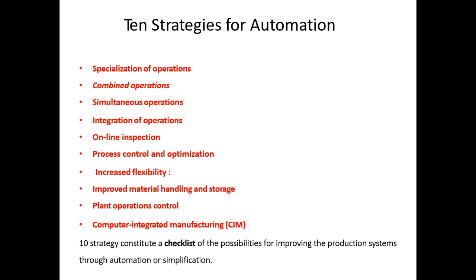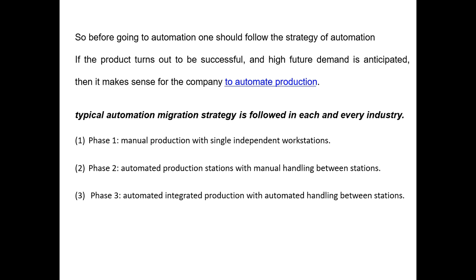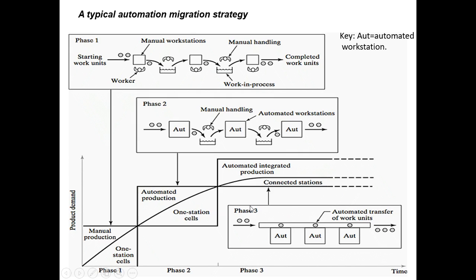So the 10 strategies constitute a checklist of the possibilities for improving the production system through automation or simplification. So before going to automation, one should follow the strategy of automation. If the product turns out to be successful and high future demand is anticipated, then it makes sense for the company to automate production. So typically the automation migration strategy is followed in each and every industry, which comes under three phases: phase 1, phase 2 and phase 3. The figure which I am presenting here indicates the phase 1, phase 2 and phase 3 strategy. That is the migration strategy by which automation will be implemented.